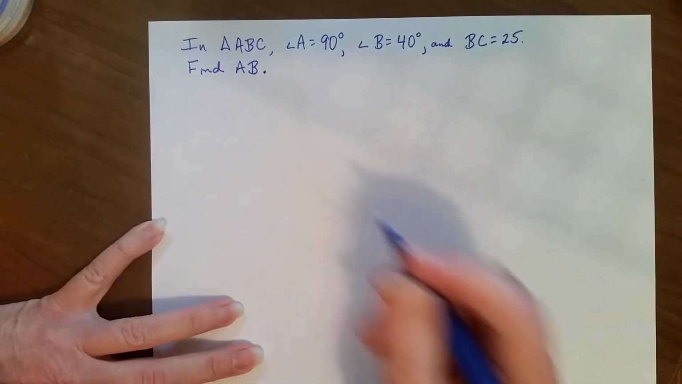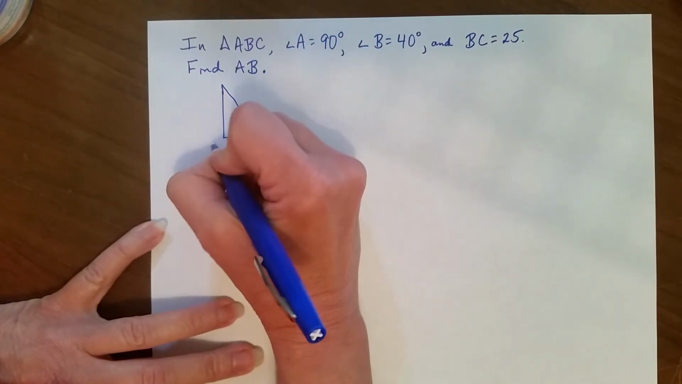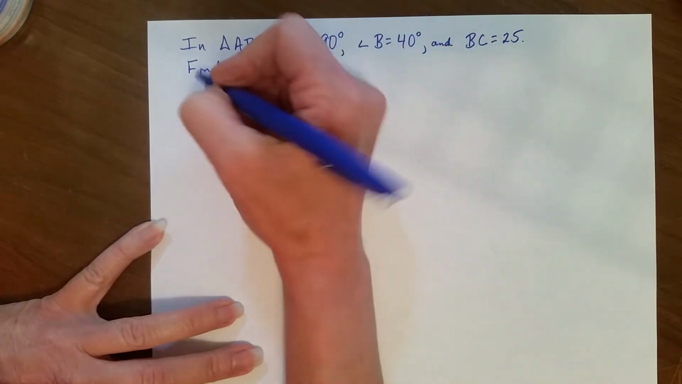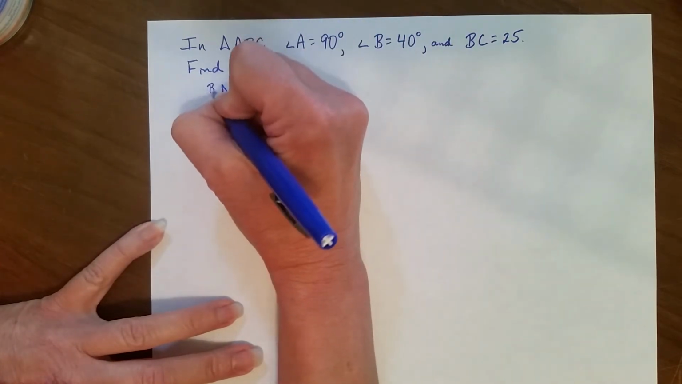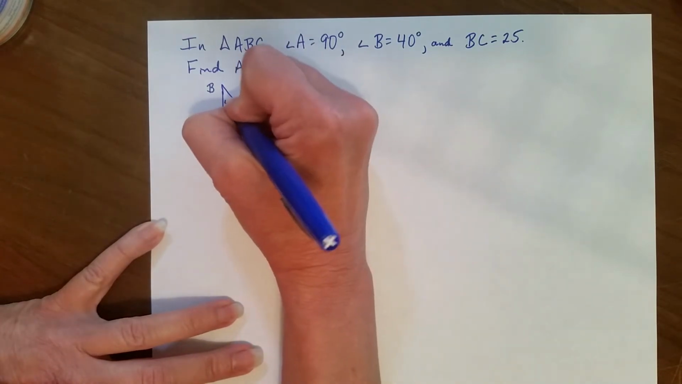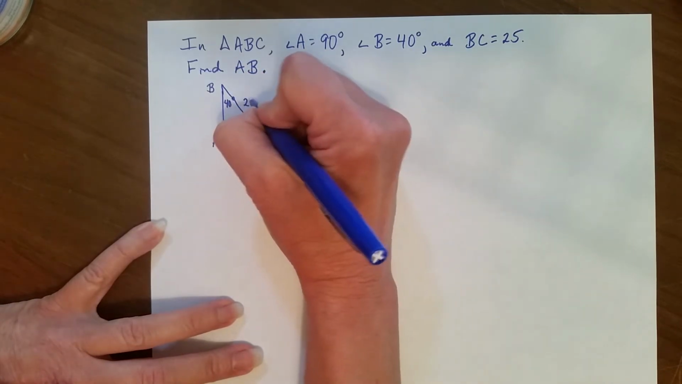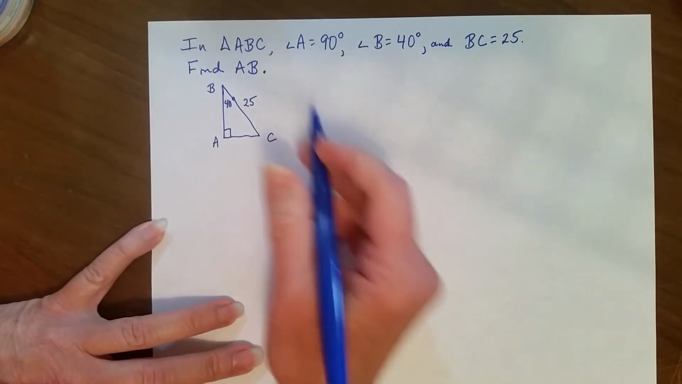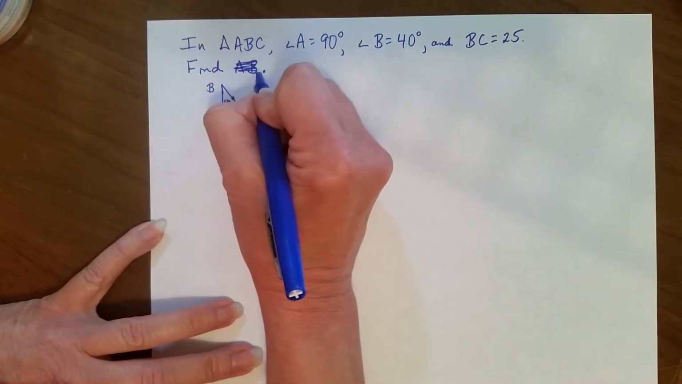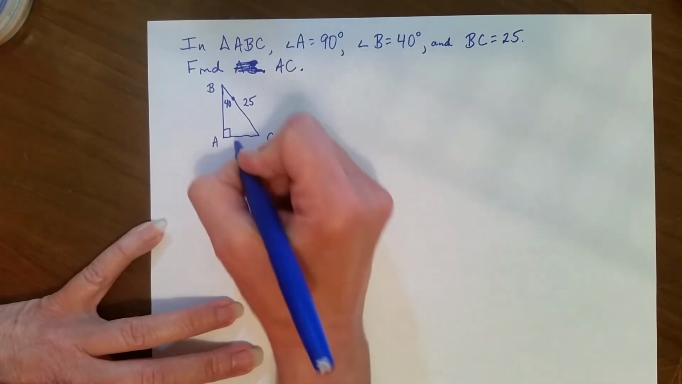Okay, I'm going to follow along with what the team did here. Angle A is 90 degrees. We have to label the other two B and C. It doesn't really matter where you put them. They just have to be the other two acute angles. Angle B is 40 degrees, and side BC is 25. So that's the hypotenuse. Now we need to find AB. You know what? I want to change that. Let's find AC. Here's AC.